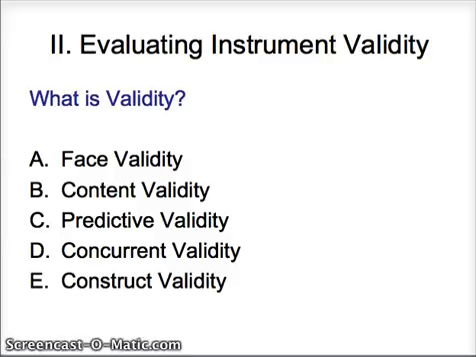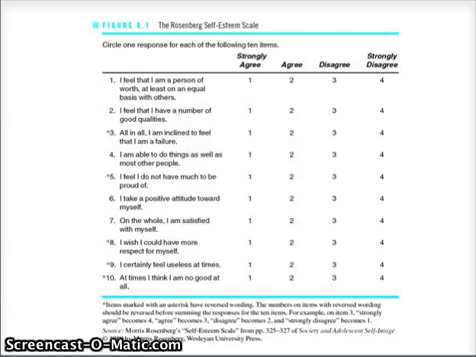Face validity is the first, and it is the most simple. Basically, when you look at an instrument, on the face of it, does it appear to be valid? Do all the items seem to be related to the concept it is designed for? So let's take a look at a scale, a measure, that has been highly used since the 1960s and considered to be highly valid. The Rosenberg self-esteem scale has 10 items.